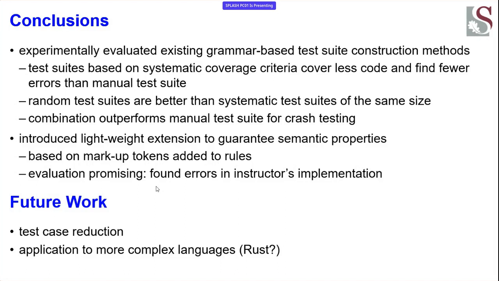We've introduced a lightweight extension that allows us to guarantee semantic properties. It's based on markup tokens that are added to the rules, and the evaluation is promising. We broke the golden implementation in at least 2 cases. Now, this is one of the papers where the future work, of course, hasn't been done. It would be nice to apply this to larger and complex languages.